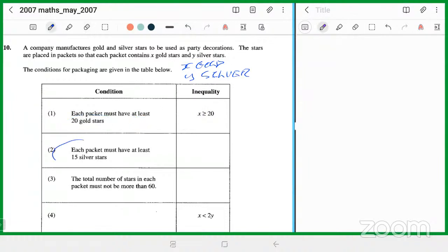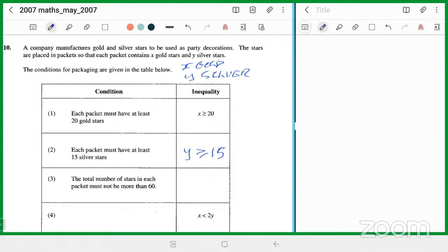The next condition is this one, but now you have to write the inequality for it. And that's how they present it. What is it? It says each packet must have at least 15 silver stars. So it means that the number of silver stars must be at least 15, meaning 15 or more. So the inequality for that one that we have to put here would be y greater than or equal to 15.